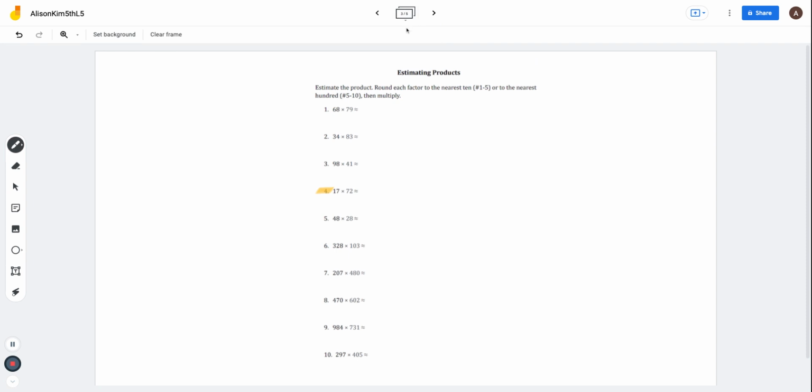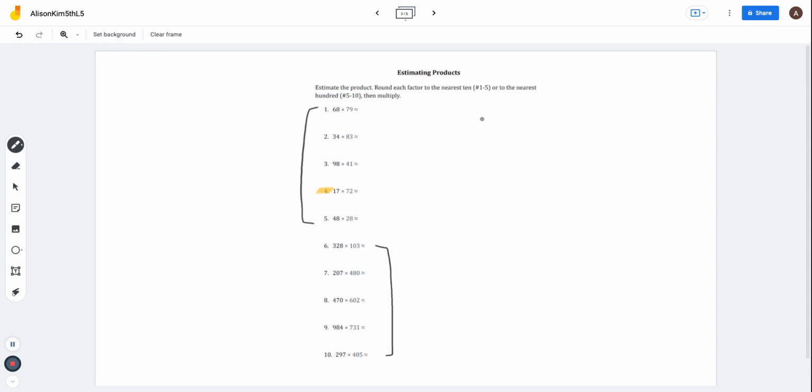Now we're going to move on to estimating products. The directions say, estimate the product, round each factor to the nearest 10 for numbers 1 through 5. And then for numbers 6 through 10, I think that's a typo, I think it's 6 to 10, it says to round to the nearest 100. The example that I'm going to do with you, number 4, is within the range of 1 through 5, so we're going to round each factor to the nearest 10.